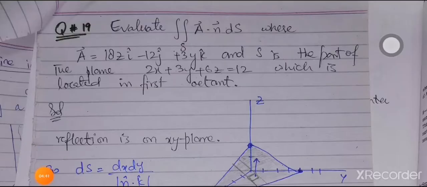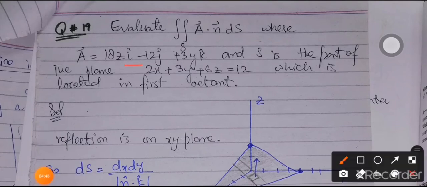Here we are going to solve question number 19 related to the surface integral. Evaluate the integral of A dot n dS over the surface S, where A is given to be the vector and S is the part of the plane 2x + 3y + 6z = 12, which is located in the first octant. Now what is meant by the first octant?